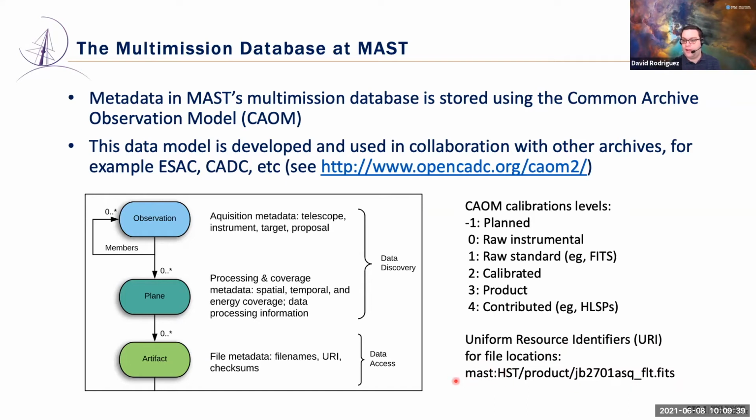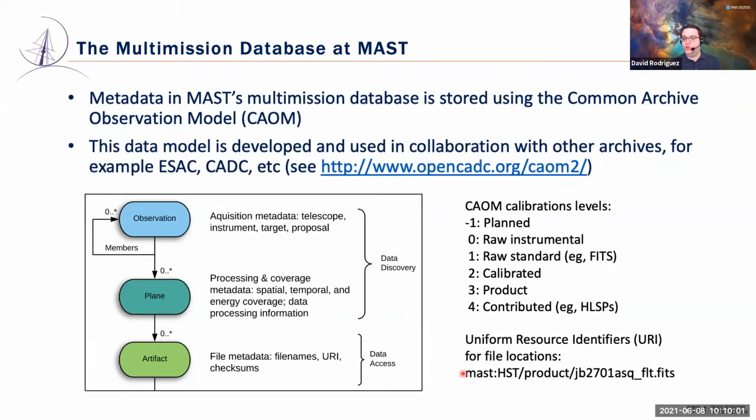The archive, the mission, some arbitrary things. In this case, it's product. Sometimes it can be exposure. Sometimes it can be a preview, and the file name itself. This is used for abstracting out the location of the file, so we don't store the path on disk.